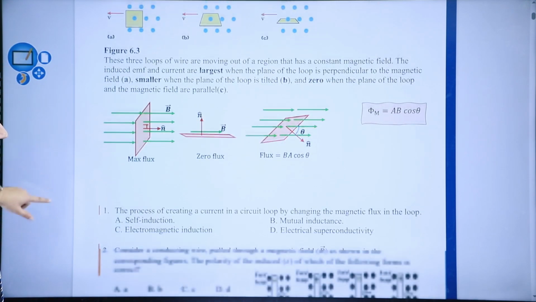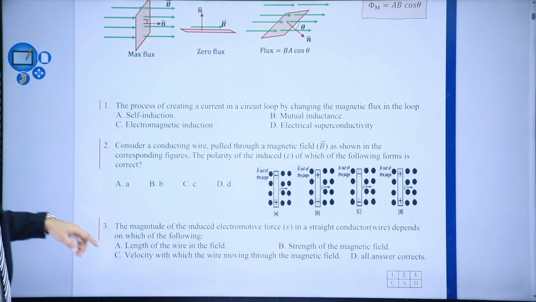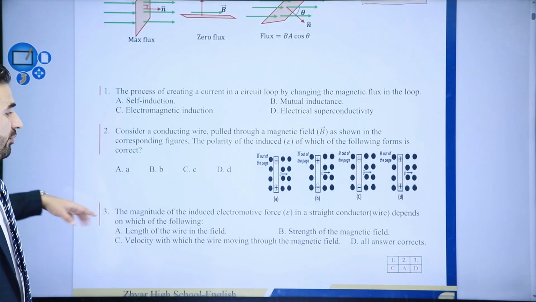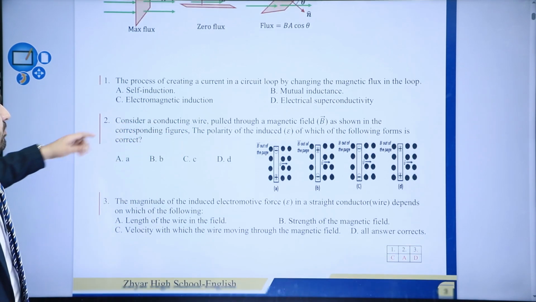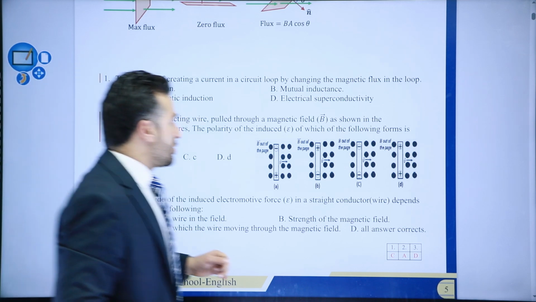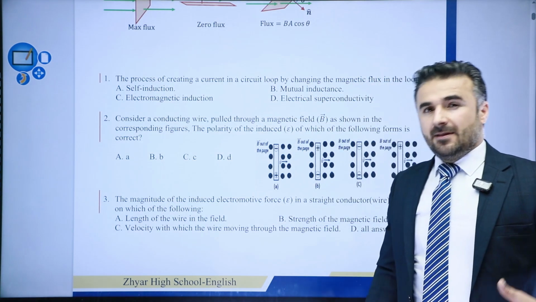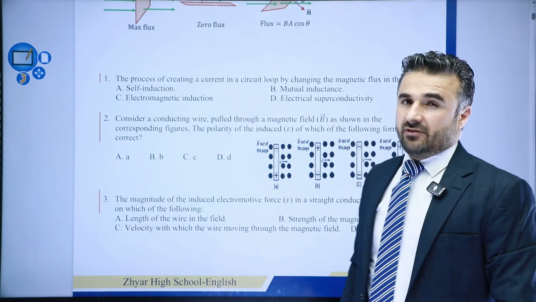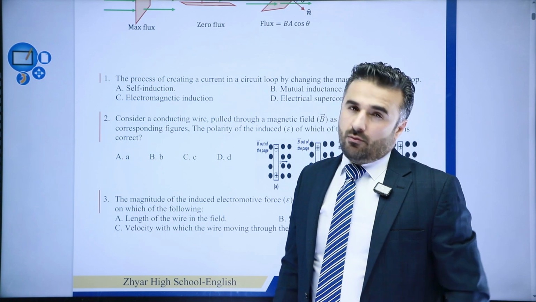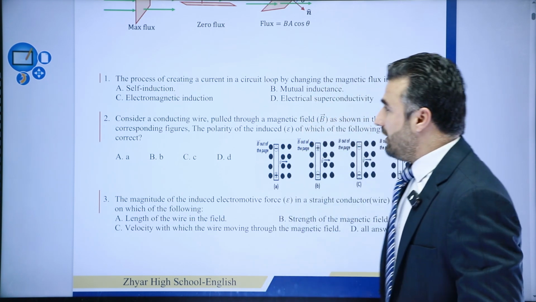Okay, and then we ended up at this question here, and I was saying, I hope you do answer the questions before I answer them. The first one says: the process of creating a current in a circuit loop by changing the magnetic flux in the loop, what is it called? If you do remember, that is the definition of what? Of electromagnetic induction? Well, if you said yes, then well done, very good.